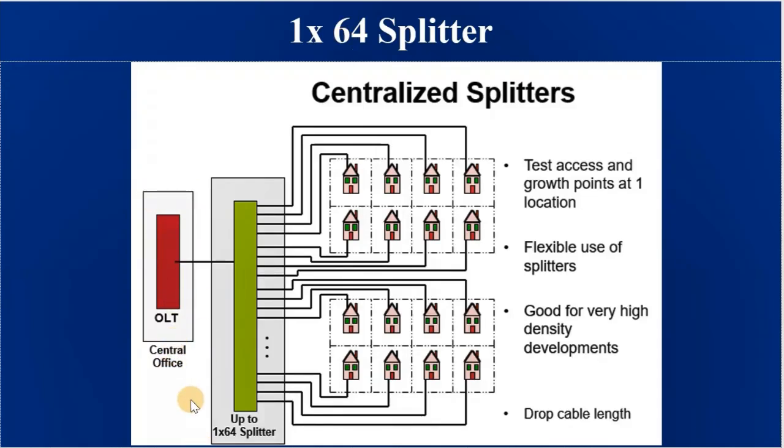Please take note of the higher splitting ratio, the 1:64 splitter. We've got our OLT at the central office, and there we've got our 1:64 splitter, the trunk fiber, and the outgoing fibers. So this is a centralized splitter, and what are its advantages? Reduced draw cable length, which is very good where we have very high density developments, like high density suburbs. Another advantage is the flexible use of splitters when they are centralized, and also we've got one location for testing of our fiber. These are the advantages, or the characteristics, of a centralized splitter like 1:64.